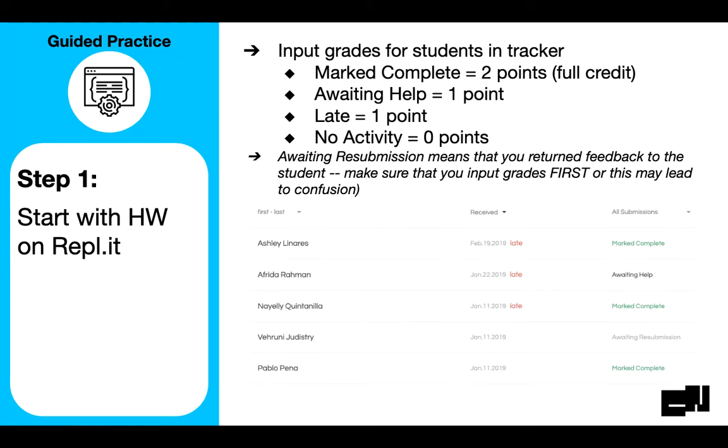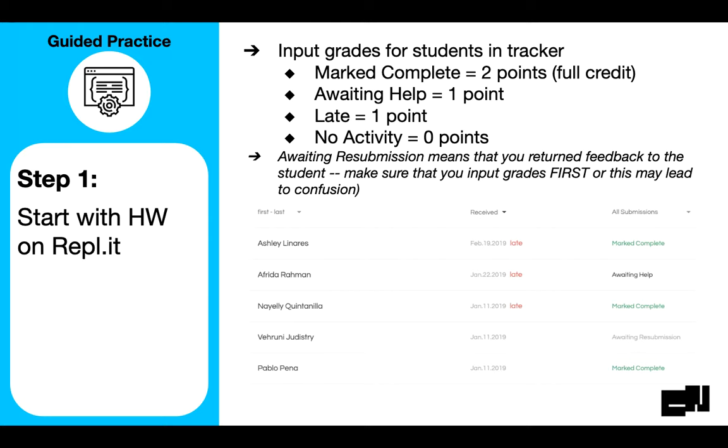In order to input grades for the students in the tracker, you'll check the Replit and you'll give them the following points. If you see under all submissions that it says marked complete, you'll record that the student has received 2 points or full credit. If you see that it says awaiting help, you'll give the student 1 point. That means that the student was not able to pass all of the Replit tests before they turned in the assignment. If you see that the assignment was received late, you'll give the student 1 point, whether or not it was marked complete or awaiting help.